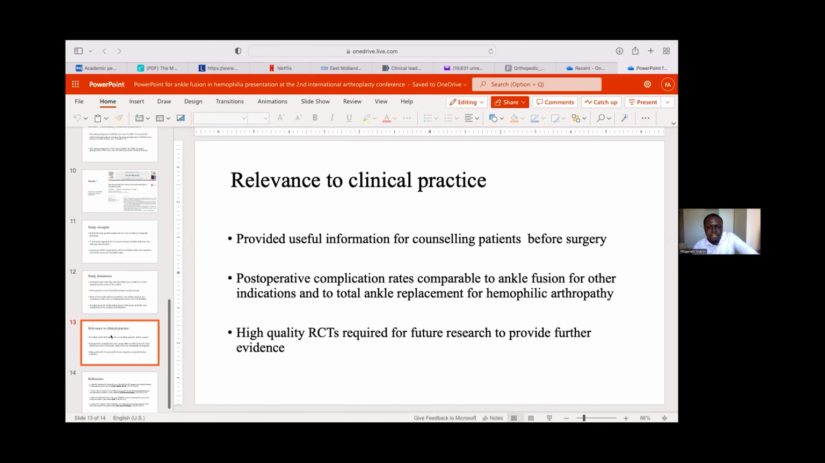The relevance of this review to clinical practice is, once again, very important information for counseling our patients on complication rates and revision rates for ankle fusion in hemophilic arthropathy. And also the postoperative complication rates for ankle fusion for hemophilic arthropathy are quite similar to the complication rates for total ankle replacement for the same disease condition. And to give us higher quality evidence in our orthopedic surgery specialty, high quality randomized control trials are required in the future.